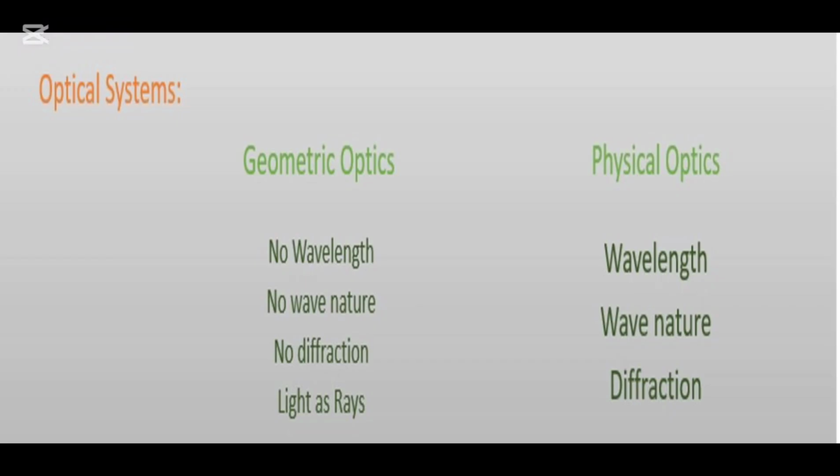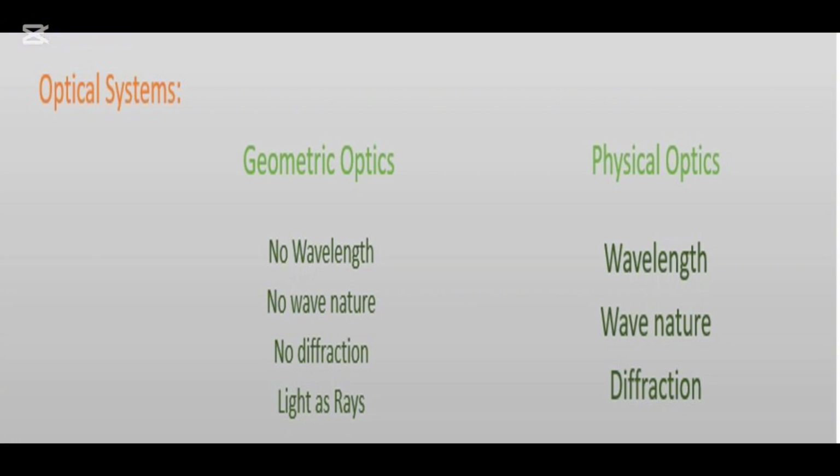Now the optical systems are mainly divided into two parts: geometrical optics and physical optics. In geometric optics, we don't talk about wavelength. No wavelength means no wave nature, which means no diffraction, and we shall be treating light as rays. Rays are the lines perpendicular to the propagation of the wave front. So those will be referred to as the rays.